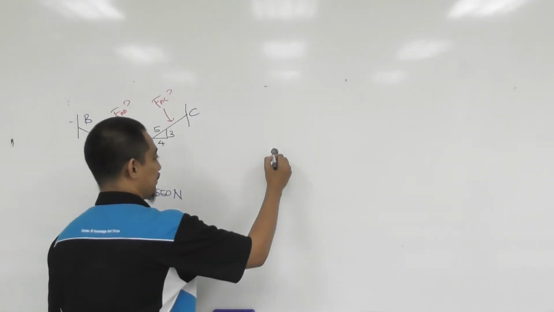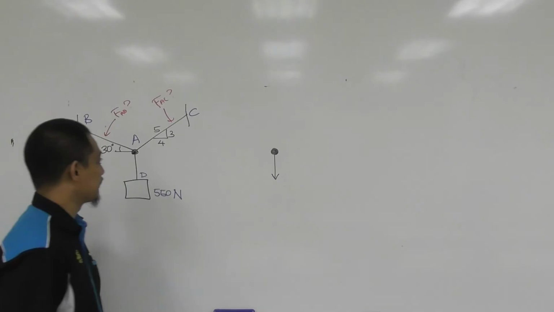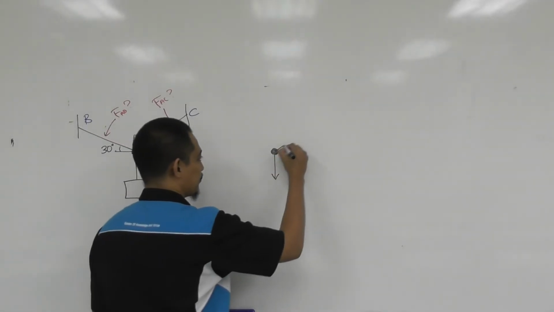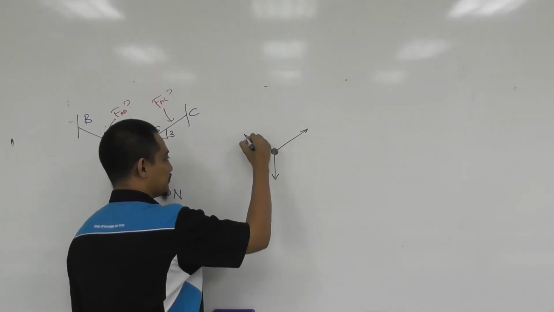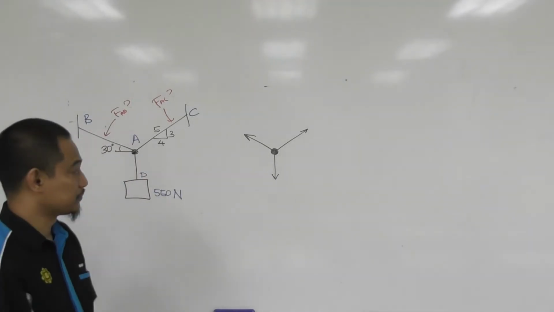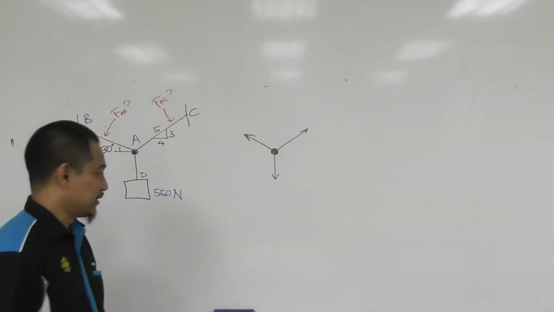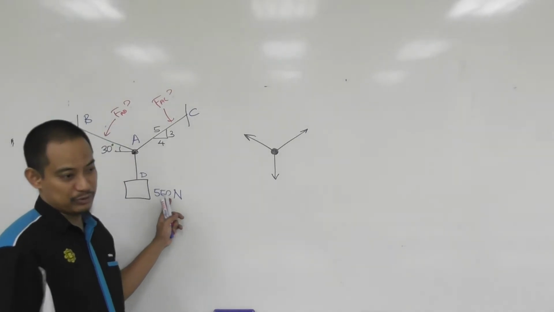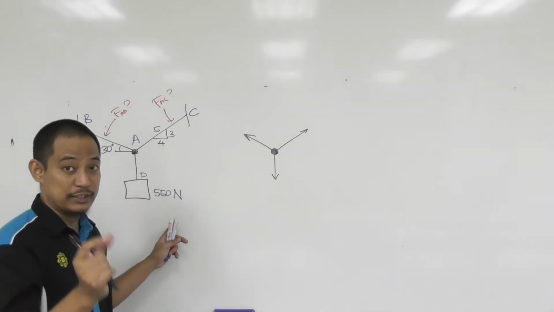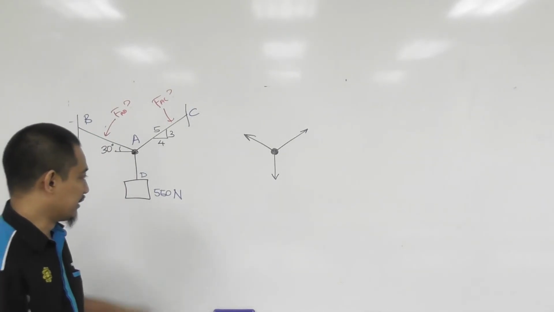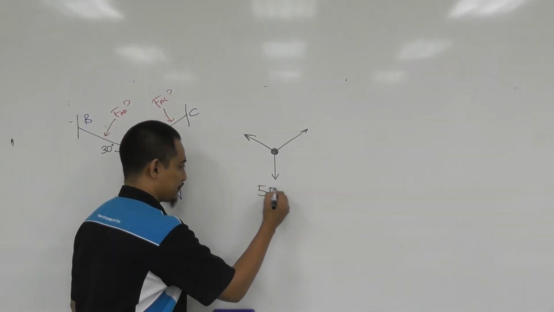Basically the weight obviously will pull it down. This is a cable, so obviously it will pull it that way. This one will pull it that way also. And then you have to label it. In this case, the value is known, and make sure you take note of the unit. This is already 550 Newton.